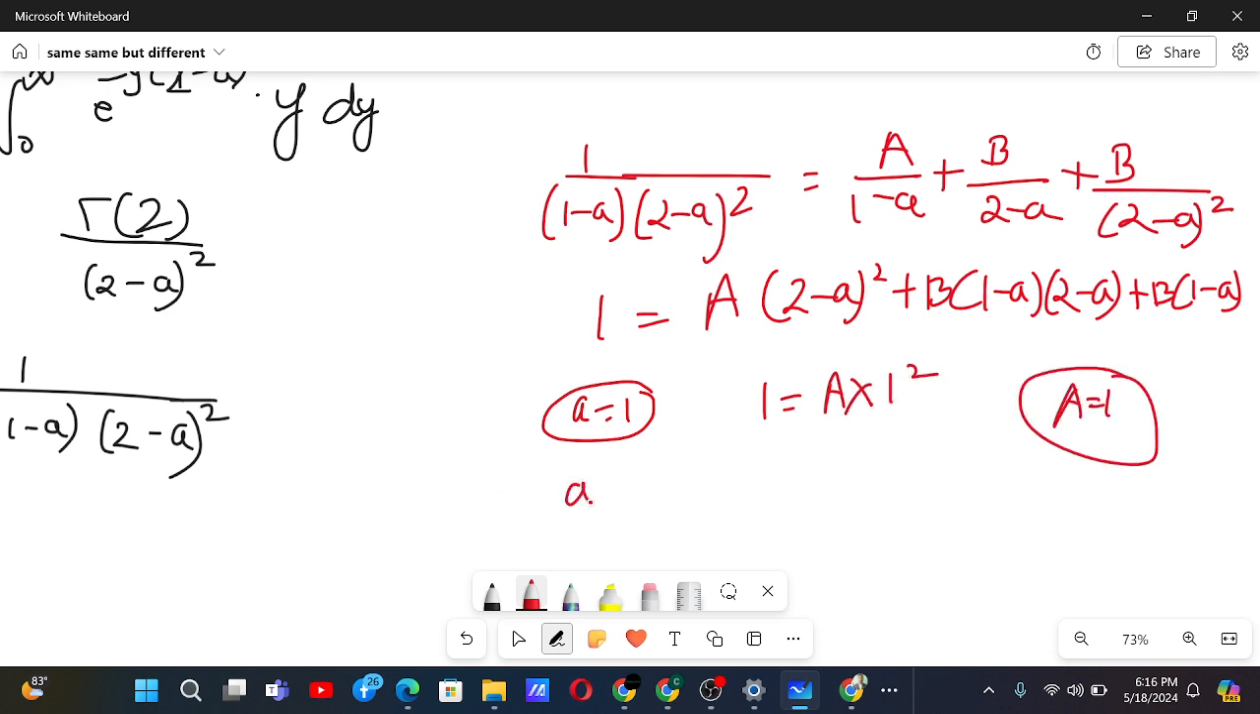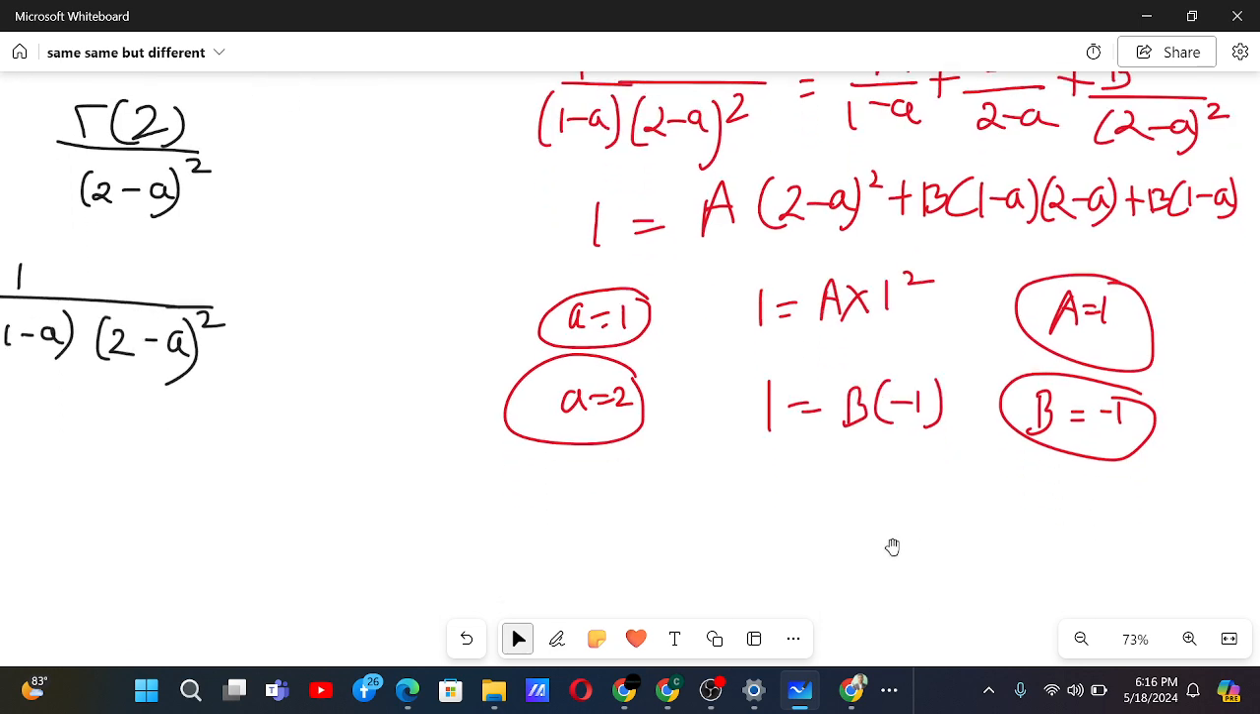If you replace a as 2, the other terms over here will be 0. Now this one will be 1 equals C times (1 minus 2), which is minus 1. Is it? Yes. So C is equal to minus 1.